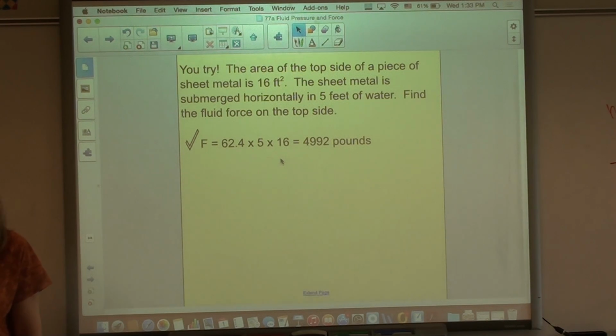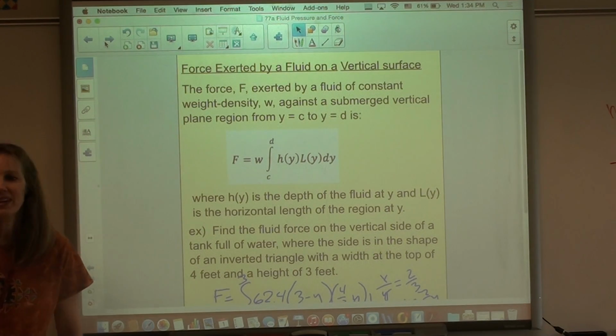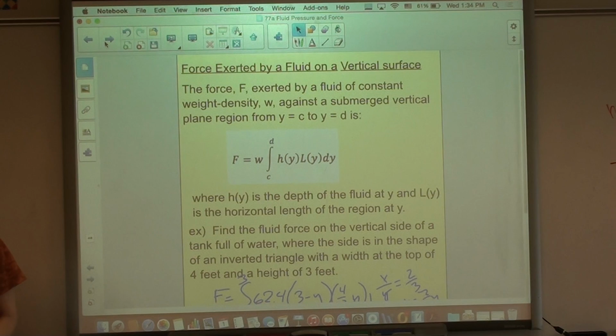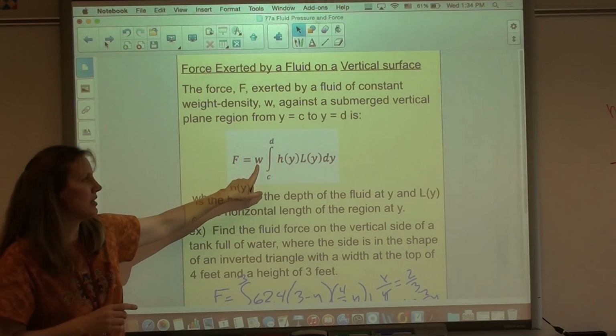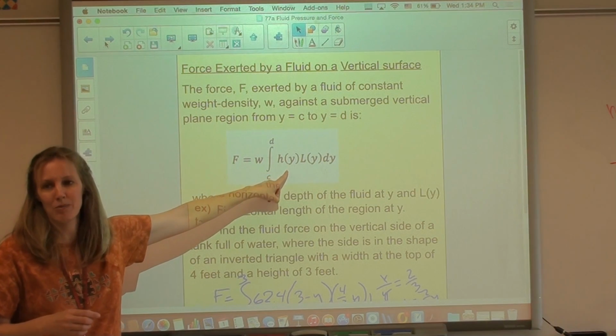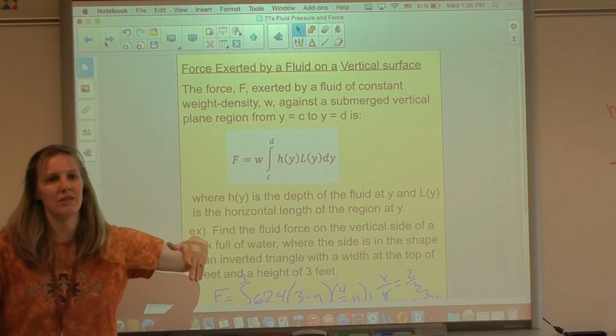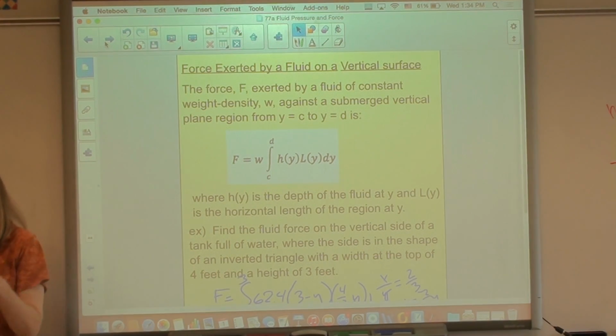It's time to make them vertical. Okay, so now we get into the calculus, right? The problem with the surface being vertical is that the depth of the water is no longer constant. It's a function, right? So you have your weight density of your water, times the depth of the object as a function of y, times L of y, which they're calling the horizontal length, it's the width, right?